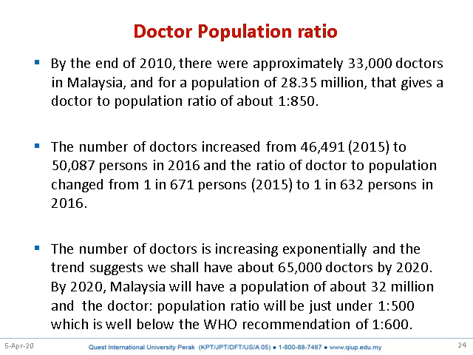By the end of 2020, there were approximately 33,000 doctors in Malaysia for a population of 28.35 million. Doctor population ratio was 1 to 850, around 2010. Number of doctors increased from 46,491 doctors in 2015 to 50,087 doctors in 2016. And the ratio of doctor to population changed from 1 in 671 population in 2015 to 1 in 632 people in 2016. So that's a good change.